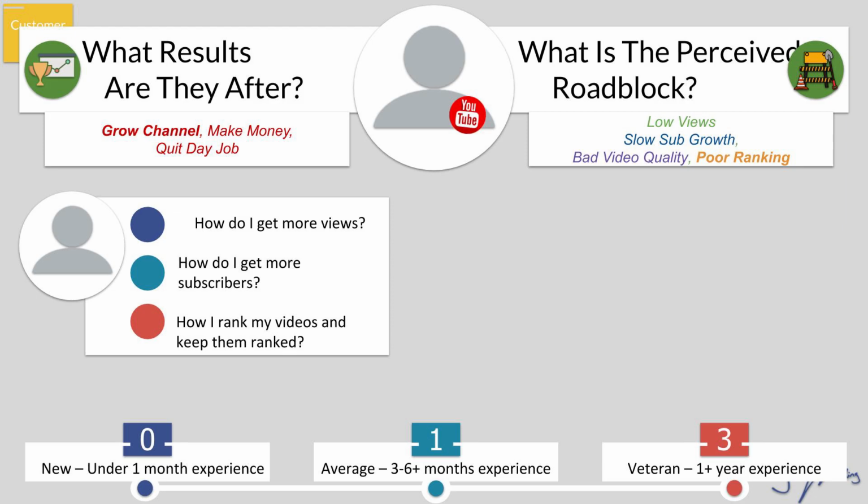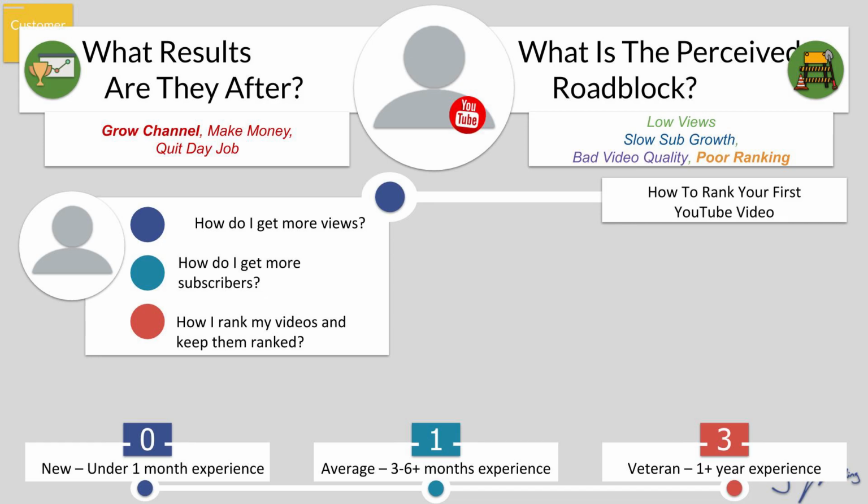So here's some examples of content that we could create. And then in the next step, I'm actually going to go through the 3 different types of content that you can actually just copy for yourself that work really well. So the first one we have here is someone who's brand new, right? They're less than a month in. We could just say how to rank your first YouTube video. Obviously, if someone's already posted a bunch of videos, that's not going to be relevant to them.